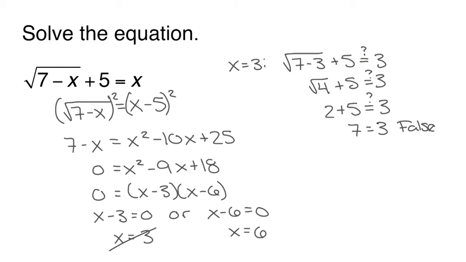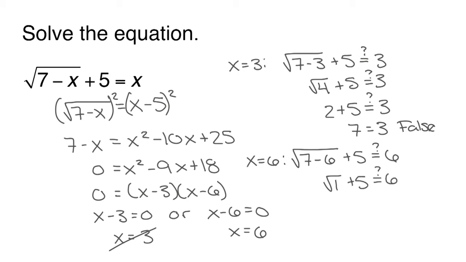We'll then check the solution x equals 6. We have the square root of 7 minus 6 plus 5, which we're seeing if that is equal to 6. 7 minus 6 is 1, so we have the square root of 1 plus 5, which we're checking to see is equal to 6. The square root of 1 is 1, so we have 1 plus 5 on the left and 6 on the right.